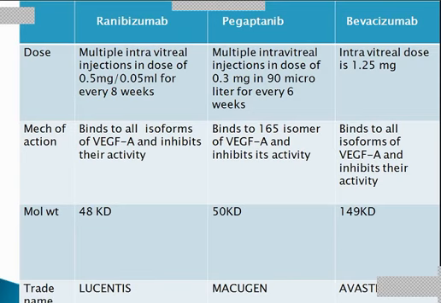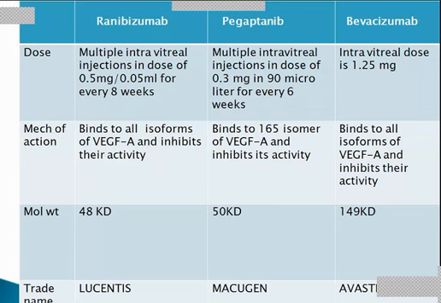The other one is Macugen. Macugen is pegaptanib, multiple intravitreal injections in the dose of 0.3 milligrams in 90 microliters every 6 weeks. It binds to the 165 isoform of VEGF-A and inhibits its activity. Molecular weight is 50 kD. Trade name is Macugen. Bevacizumab intravitreal dose is 1.25 milligrams. It binds to all isoforms of VEGF-A and inhibits their activity. 149 kD is the molecular weight.